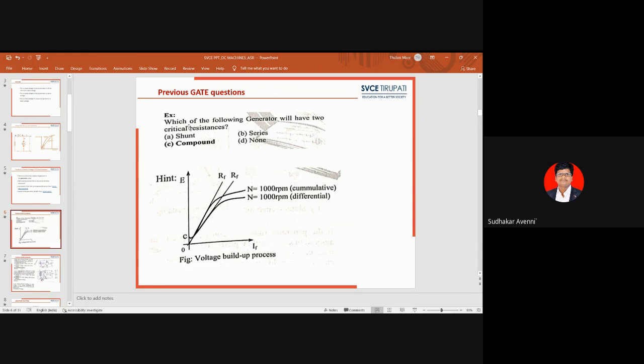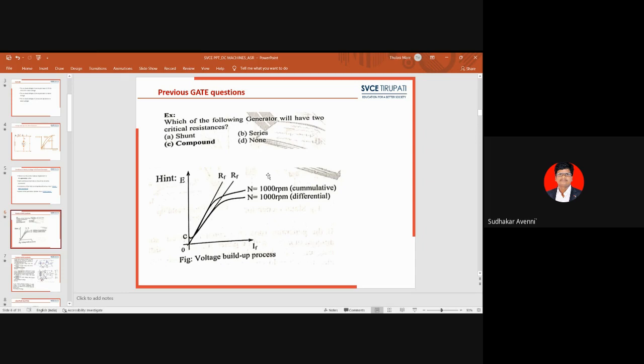Next, which of the following generators will have two critical resistances? Here there is a question. So see here, which of the following generators will have two critical resistances?